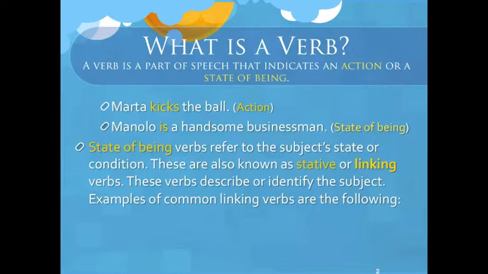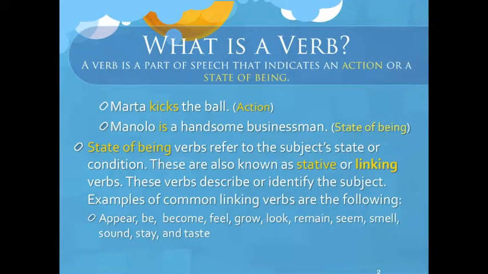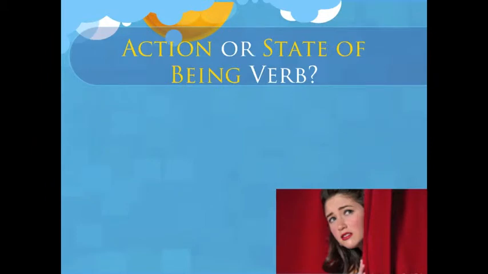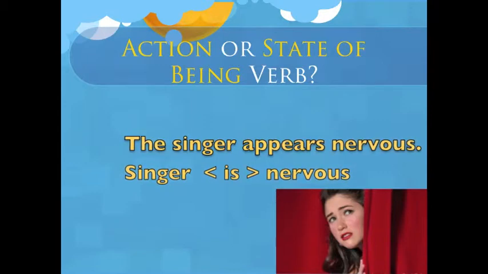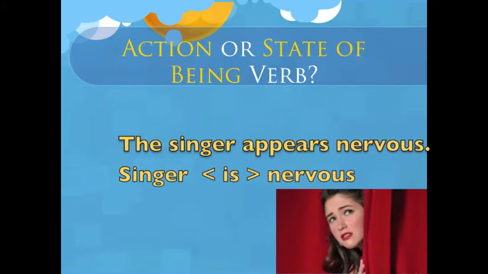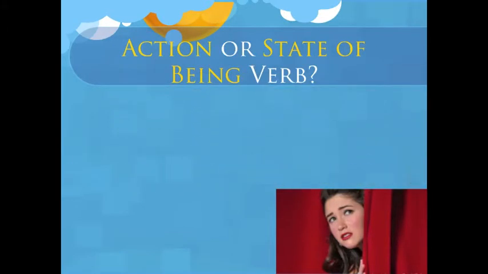That's right, Gail. And some examples of state of being verbs are appear, be, become, feel, grow, look, remain, seem, smell, sound, stay, and taste. But there are many more state of being verbs than those I just mentioned. Very true, Betsy. Let me give an example. The singer appears nervous. In this sentence, appears is a linking verb and links the singer to being nervous. So it is a state of being verb.